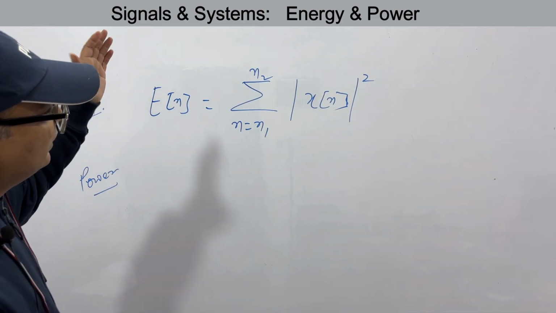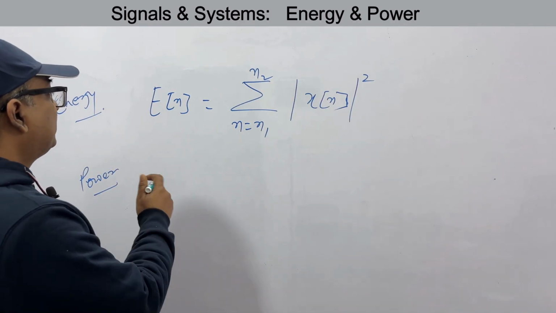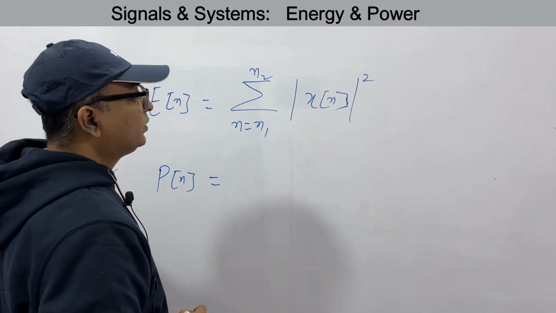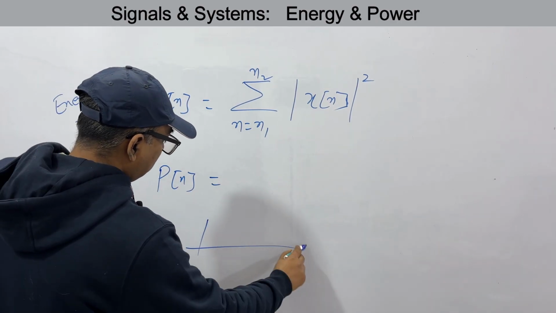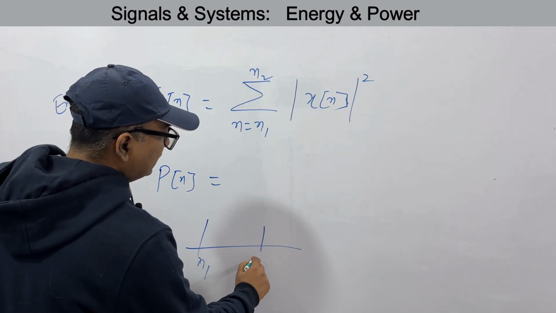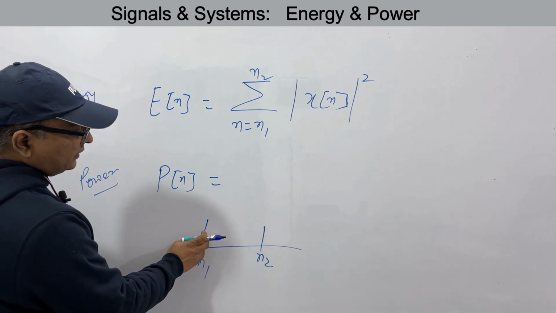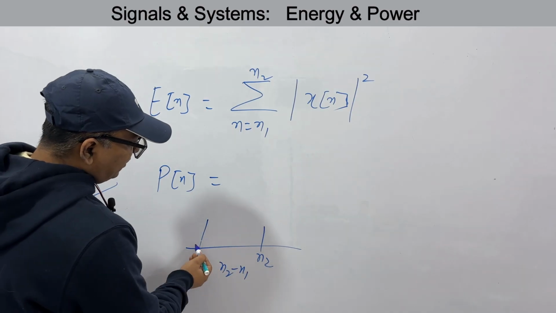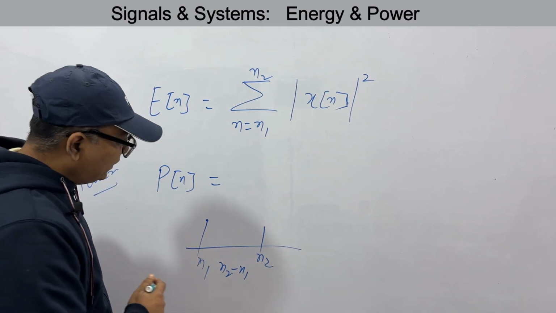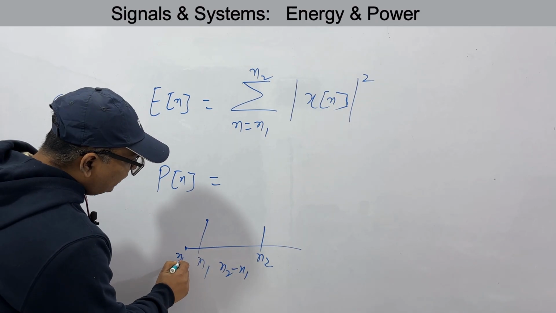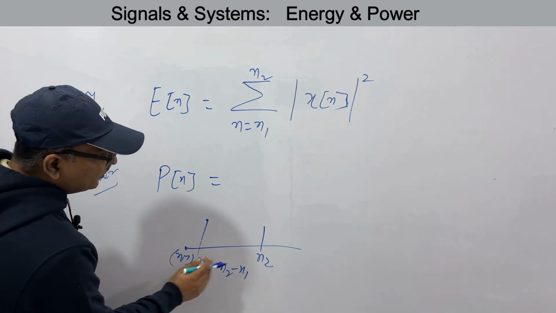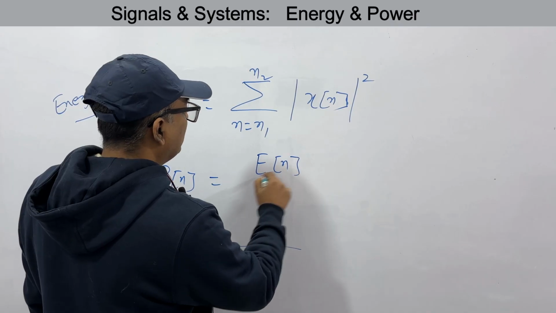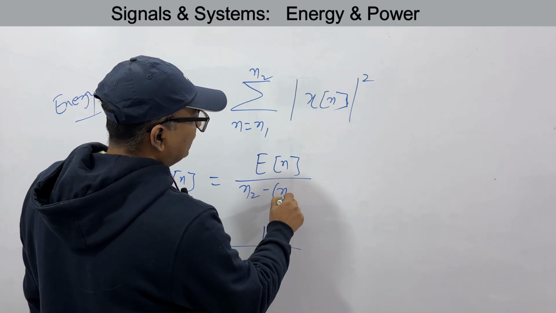There we had integration, here we have summation, and power will be the same divided by the time interval. But one thing you'll have to understand, let's say this is n1 and this is n2. Now n2 minus n1, then this will be left behind. If you write down n2 minus n1, this won't be the full interval because this signal will be cut off. So what we do, we take n2 minus n1 plus 1. So that will be the time interval. So it is energy divided by that interval.